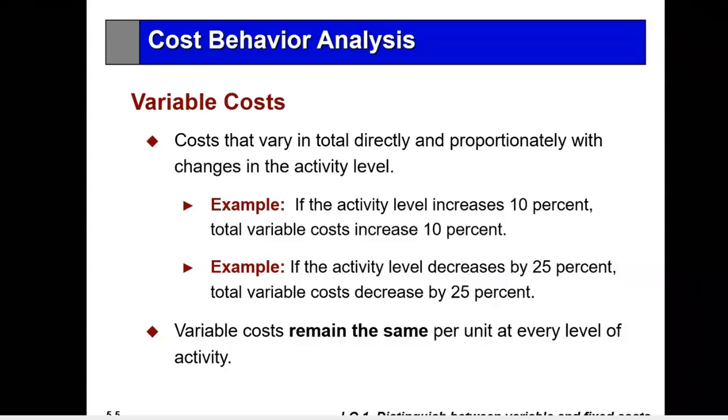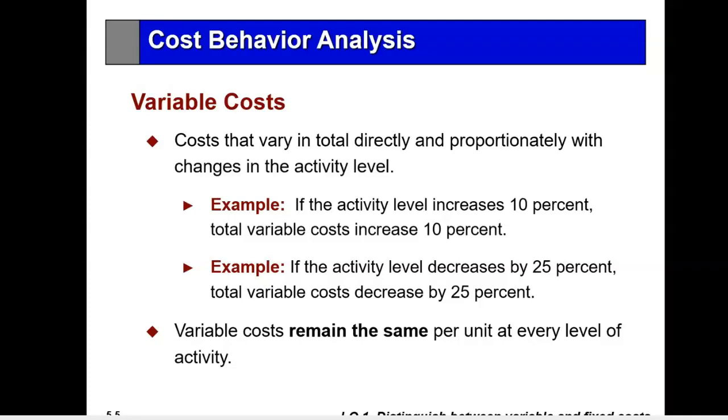So if I produce one desk, the total cost is 50. If I produce two desks, the total cost would be 100. If I produce 10 desks, the total cost would be 500 for wood. Therefore, I would say wood is a variable cost because it increased in direct proportion. When I doubled the volume from 1 to 2, the cost for wood doubled in total. When I went 10 times the volume, then the cost of wood increased 10 times. So it's a variable cost because it changes in total.